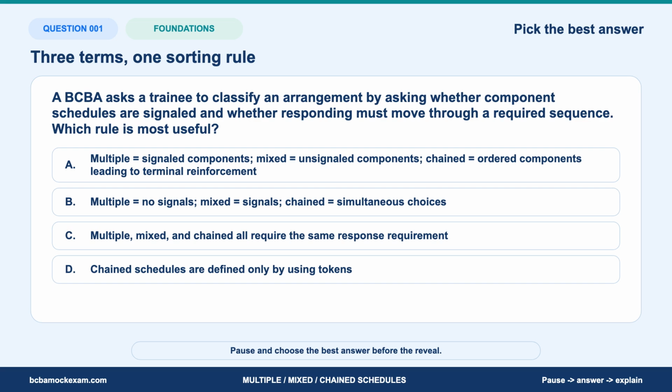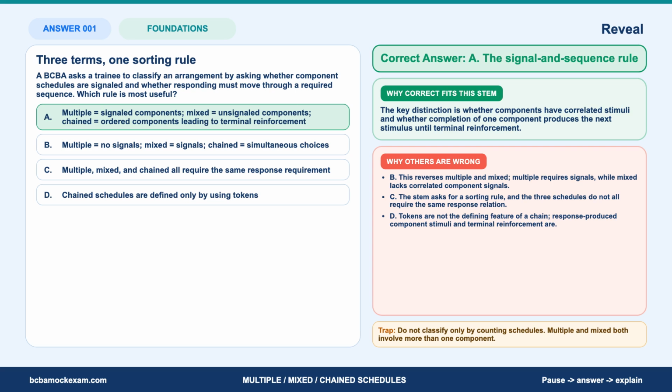C. Multiple, mixed, and chained all require the same response requirement. D. Chain schedules are defined only by using tokens. Pause now and choose the best answer. The correct answer is A, the signal and sequence rule. Here is why it fits this stem. The key distinction is whether components have correlated stimuli and whether completion of one component produces the next stimulus until terminal reinforcement. Now, check the distractors.